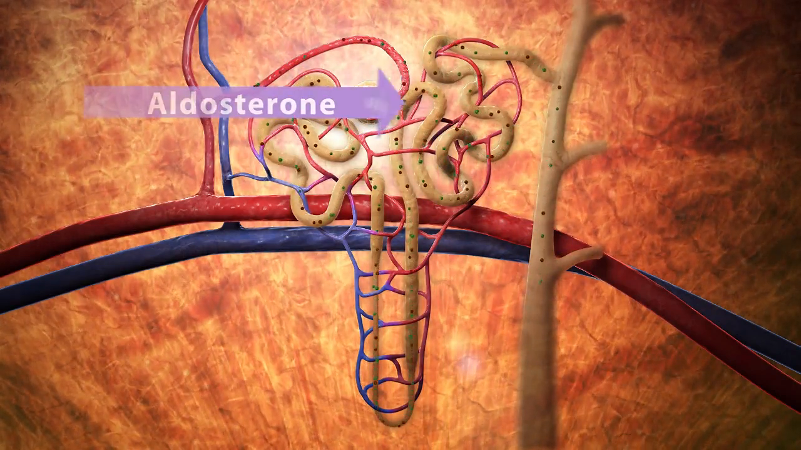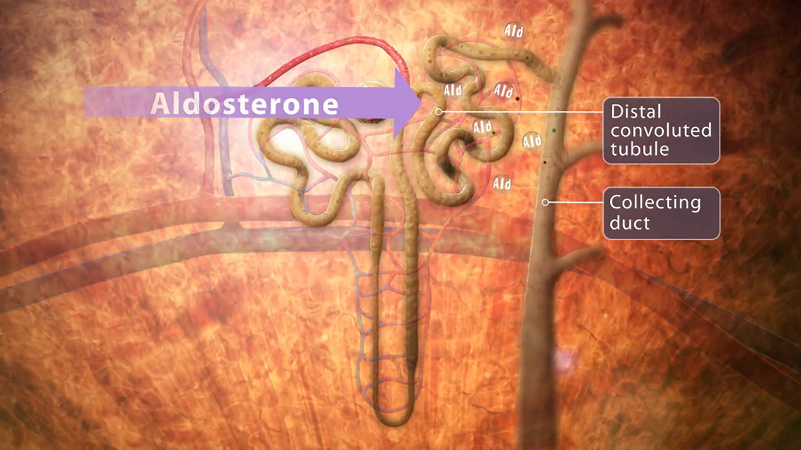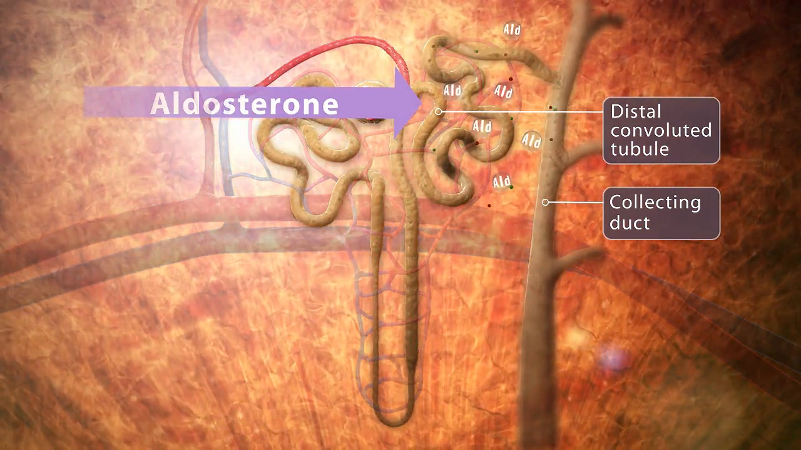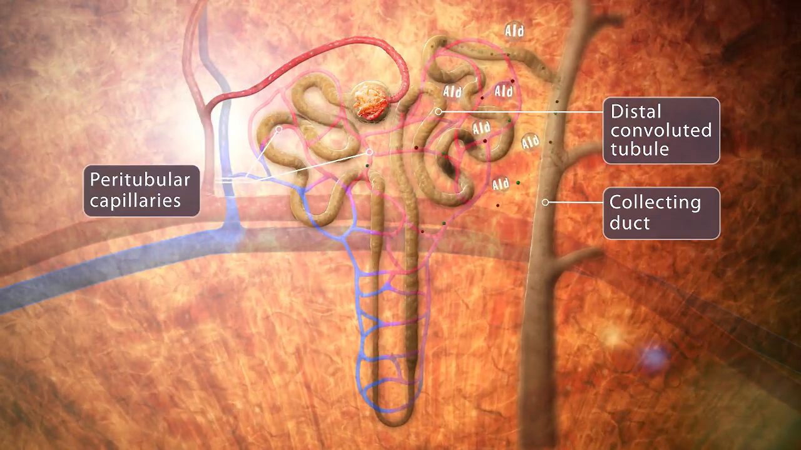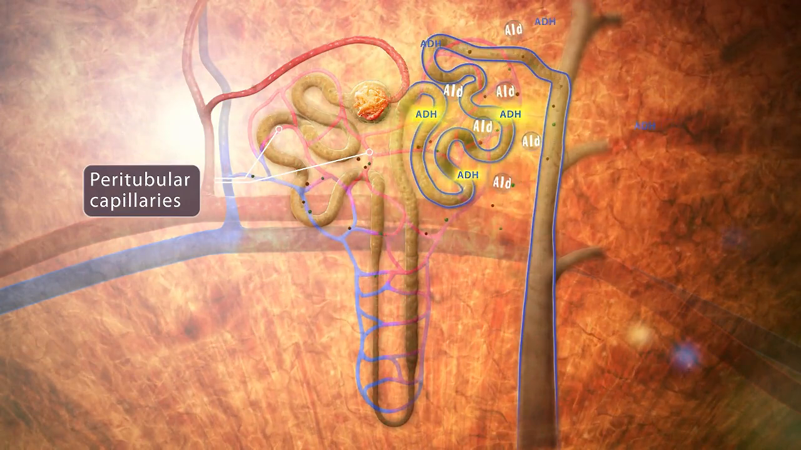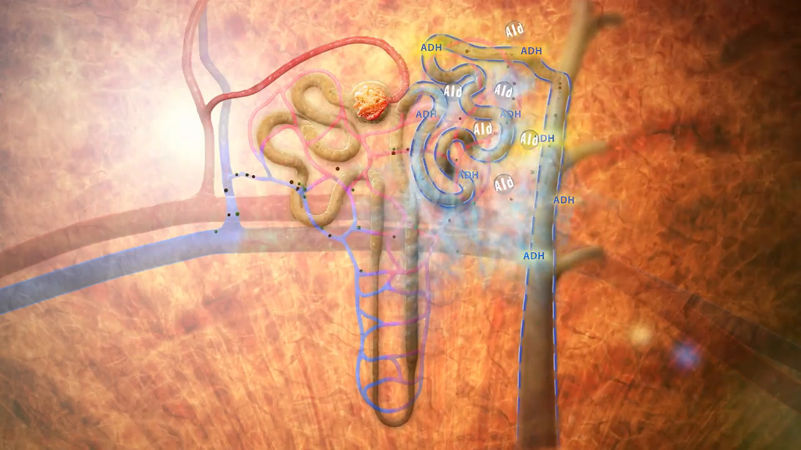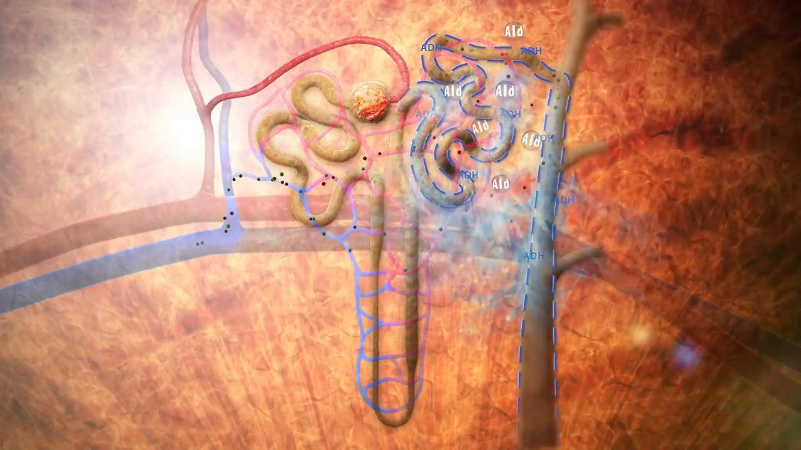Aldosterone causes greater plasma volume because it increases active transport of sodium and chloride ions into the interstitial fluid. Combined with the production of ADH, the additional reabsorption of sodium and chloride ions causes more water to be drawn into the bloodstream by osmosis, resulting in increased blood volume.